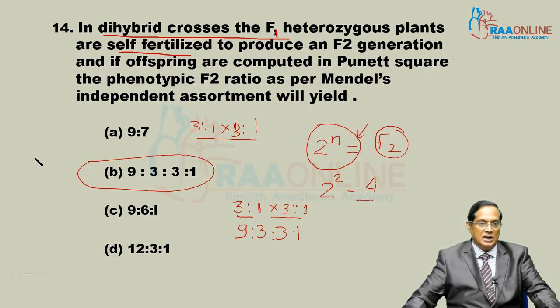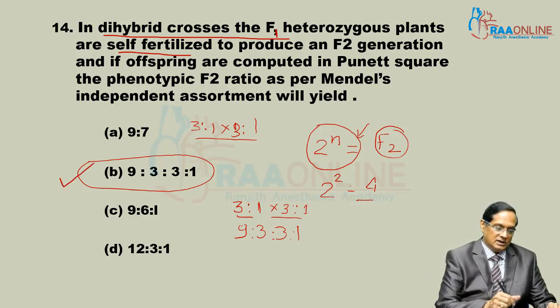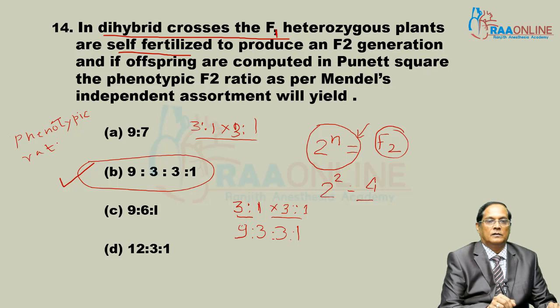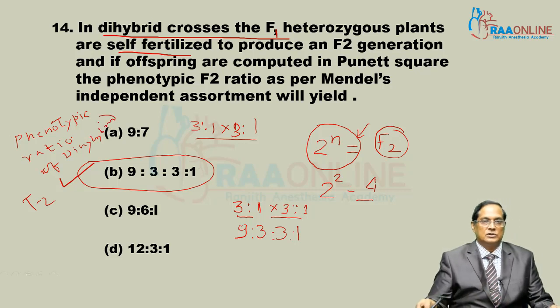So this is the dihybrid ratio on the basis of phenotype. That is the phenotypic ratio in a dihybrid cross, the phenotypic ratio of a dihybrid cross, generation F2. The cross is dihybrid and the ratio is on the basis of phenotype.